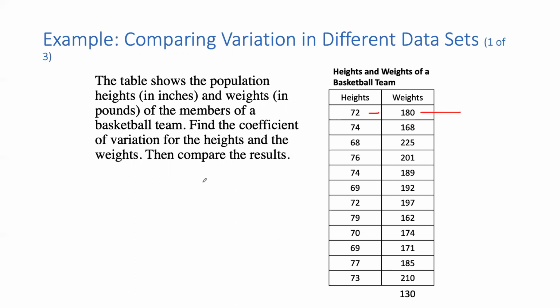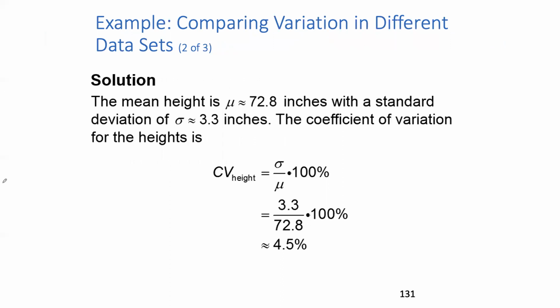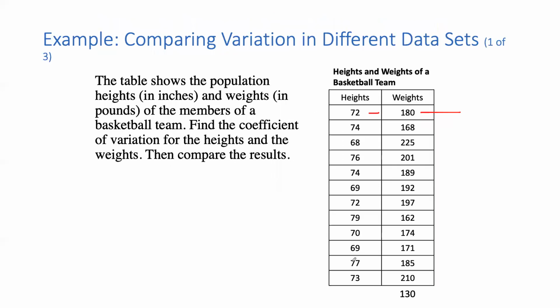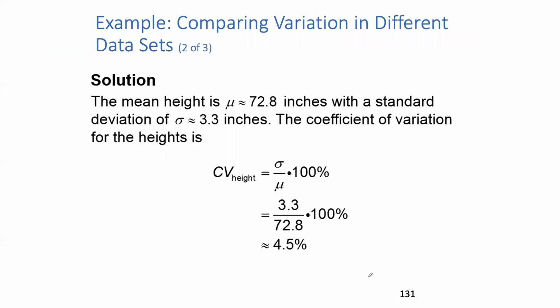To make this kind of comparison when the units are different, I could use what we call the coefficient of variation, particularly when the units are different. Otherwise, it also just makes comparison between different kinds of variables easy. So if I calculate the mean here, the average height is 72.8 and the standard deviation is 3.3.